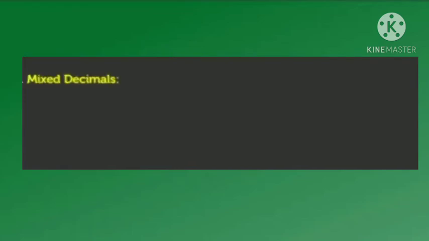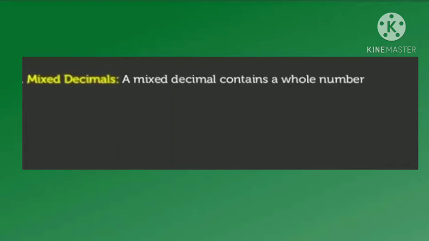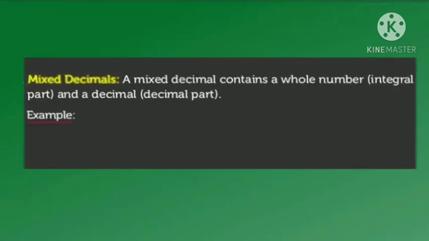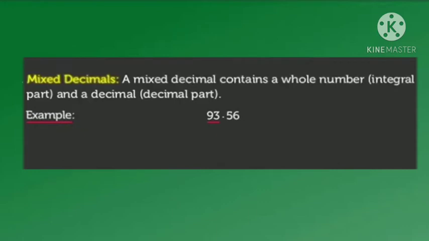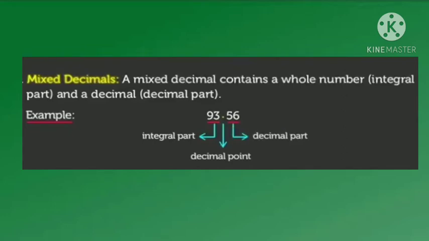Mixed decimals. A mixed decimal contains a whole number or integral part and a decimal part. For example, 93.56. 93 is the integral part, the whole number. Then the decimal point, and 56 is the decimal part.